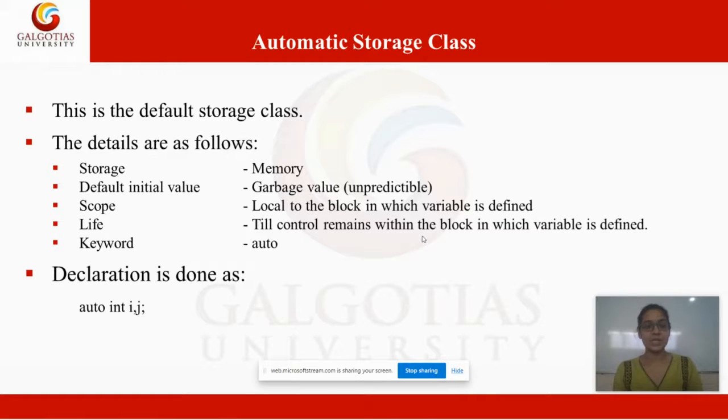Okay. Next is the life. Till the control remains within the block in which the variable is defined, till that time this variable is going to be alive. The keyword we use for this is auto. Automatic, short form auto, is used as a keyword here, which tells that this particular variable belongs to automatic storage class. So this is how you do the declaration: auto int i, j.